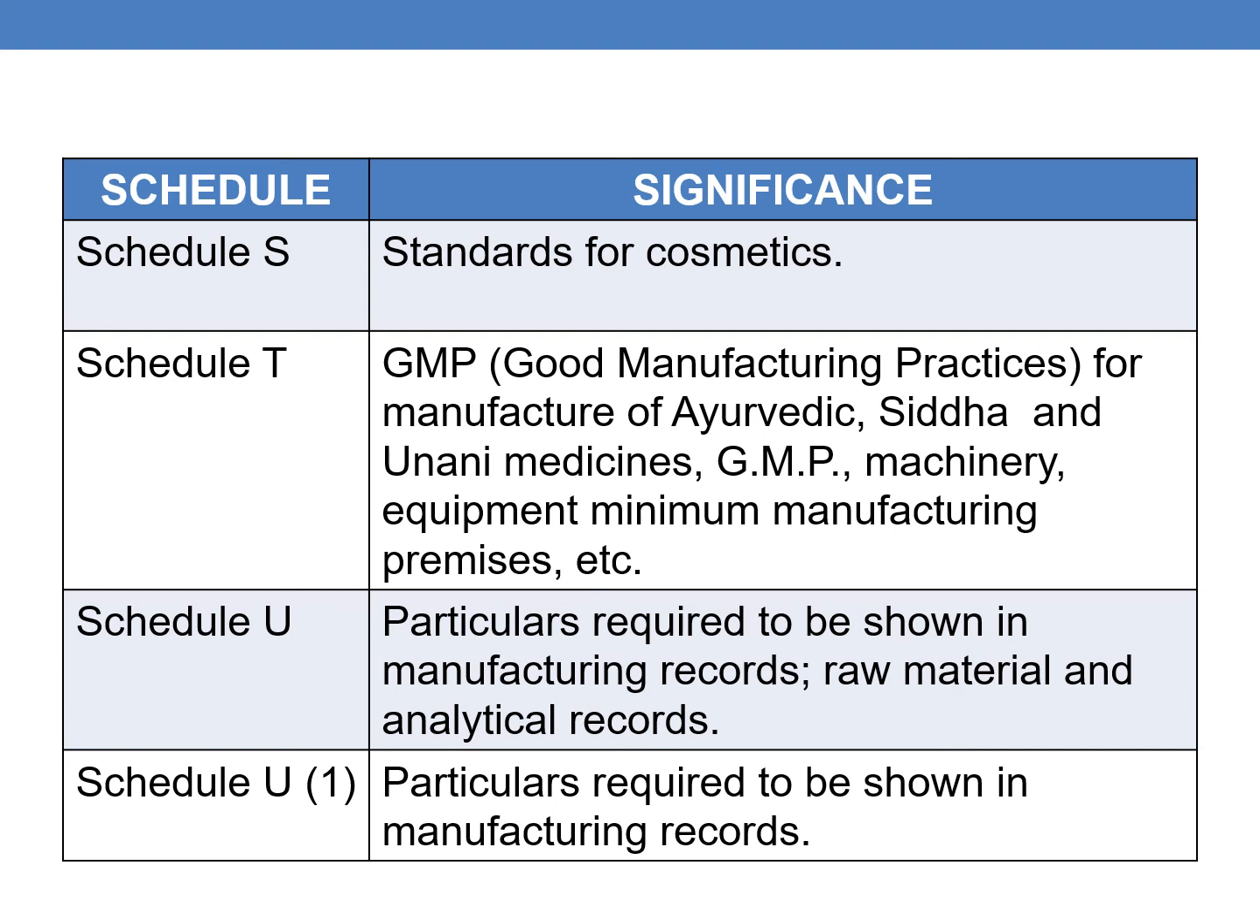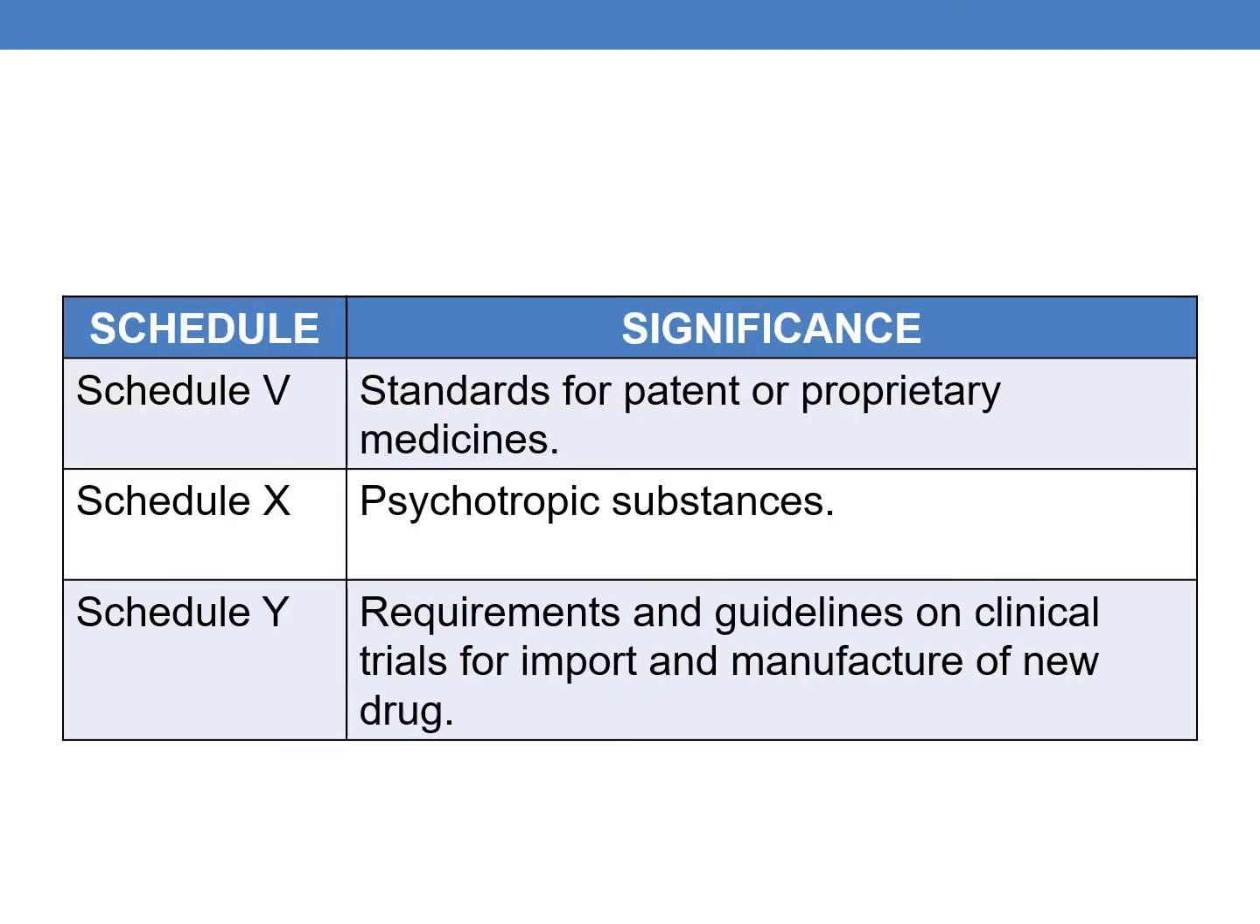Schedule U1 deals with the particulars required to be shown in manufacturing records. Coming to Schedule V, it deals with standard for patent or proprietary medicine. Schedule X is a list of psychotropic substances. And Schedule Y deals with the requirements and guidelines on the clinical trials for import and manufacture of new drug. So clinical trials come under Schedule Y. By this, we complete the various schedules that come under the Drugs and Cosmetics Act.